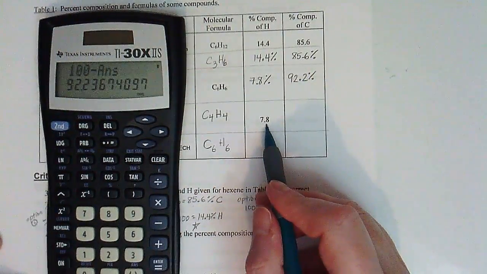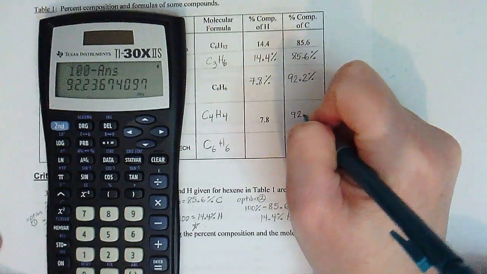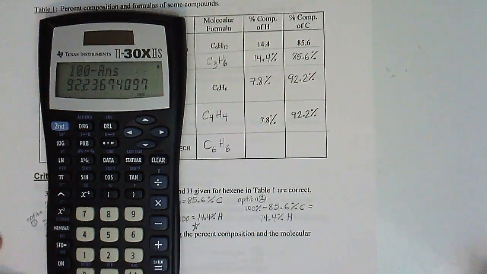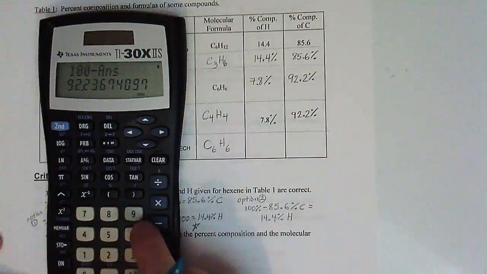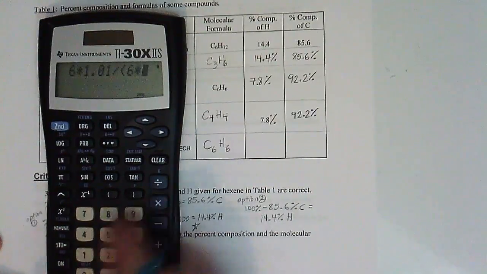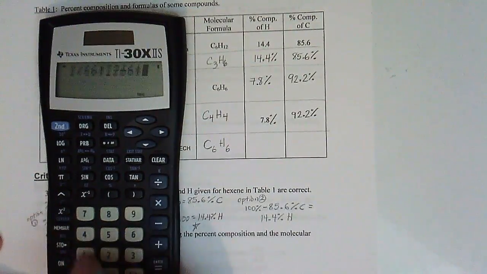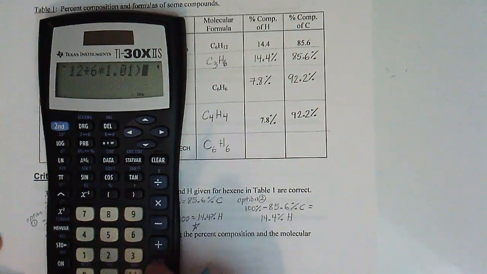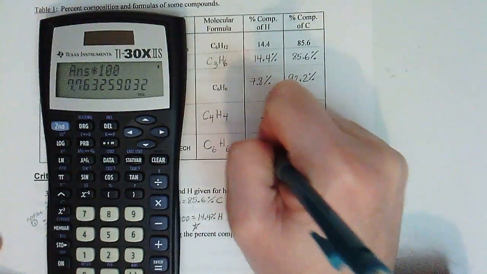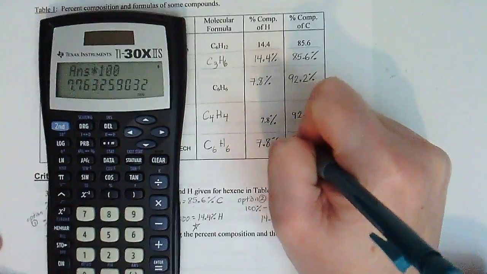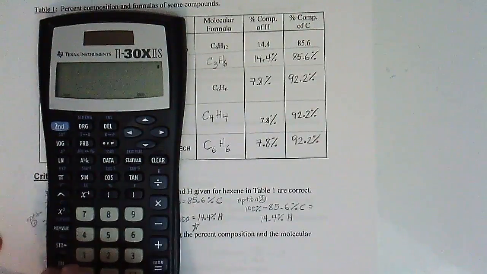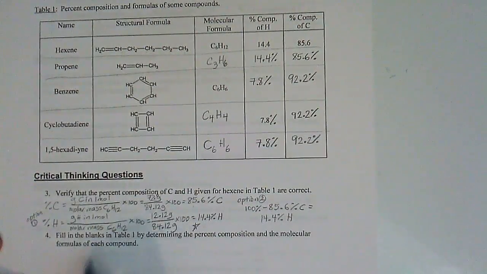Now, if this is 7.8%, this still has to be 92.2%, right? Because 100 minus 7.8 is still going to be 92.2. My last one, right? So hydrogen again, 6 times 1.01 divided by 6 times 12 plus 6 times 1.01 times 100. And I get 7.8% again, which means this has to be 92.2%. So we have filled in the blanks in table 1.